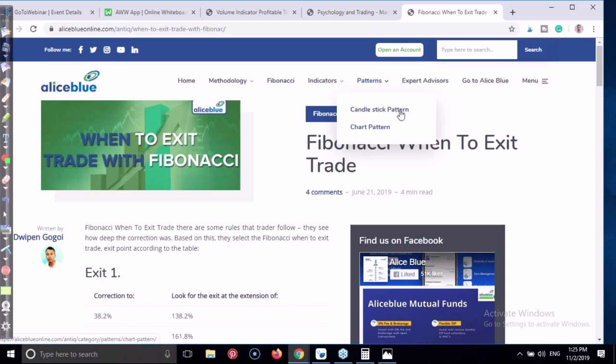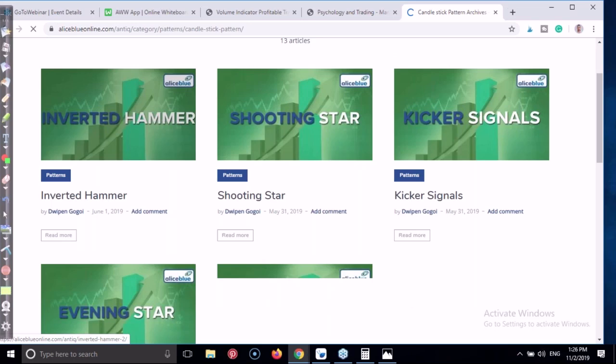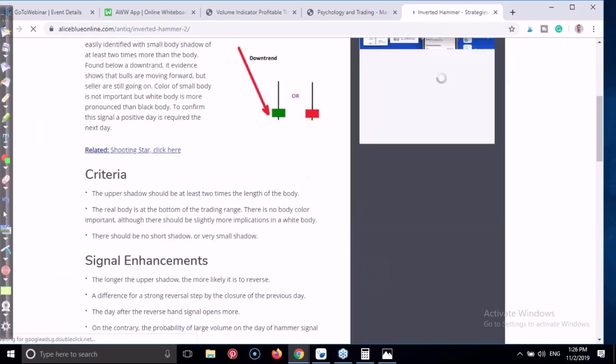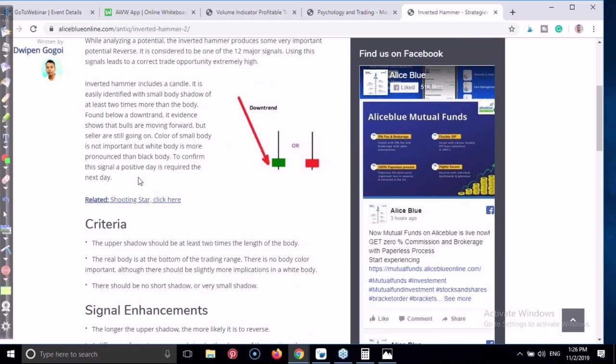Candlestick pattern, chart pattern, expert advisory for our clients. You just visit anywhere, candlestick pattern like that, you just click on there and click on hammer pattern or whatever, all are explained, all right?